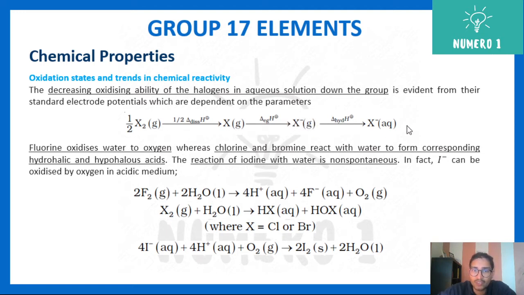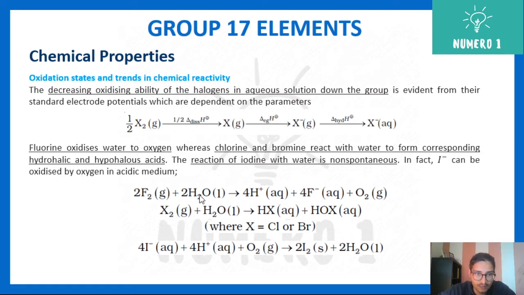Now this is put in water, that is your aqueous solution. So that is your hydration enthalpy. So all these three energies are responsible for your E naught electrode potential values. Fluorine oxidizes water to oxygen, whereas chlorine and bromine react with water to form corresponding hydrohalic and hypohalous acids. The reaction of iodine with water is non-spontaneous. So basically, as you go down, the reactivity decreases. In fact, I minus can be oxidized by oxygen in acidic medium.